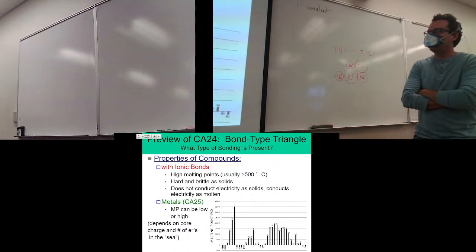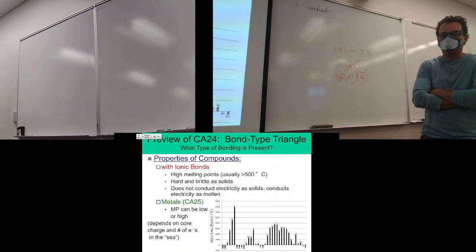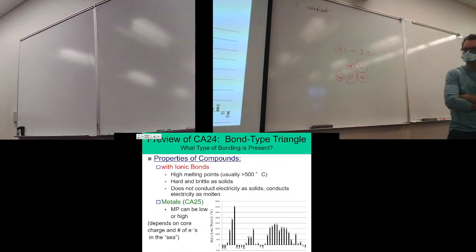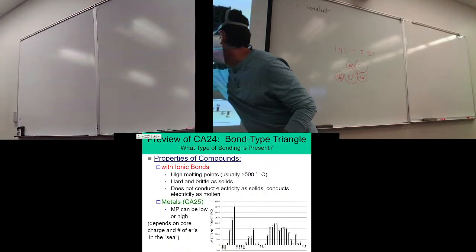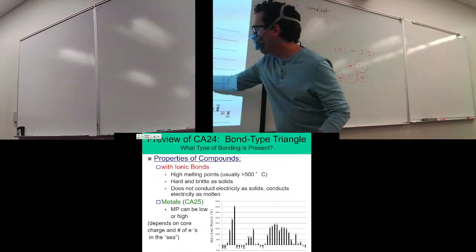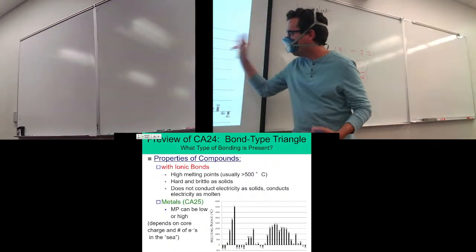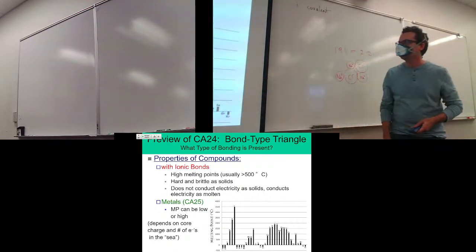The melting points are really variable. It really depends on a lot of things, which we're not going to get into too much right now. But here you can see sodium has a low melting point. Magnesium's higher. Here's vanadium, pretty high. These are all metals, so pretty variable.